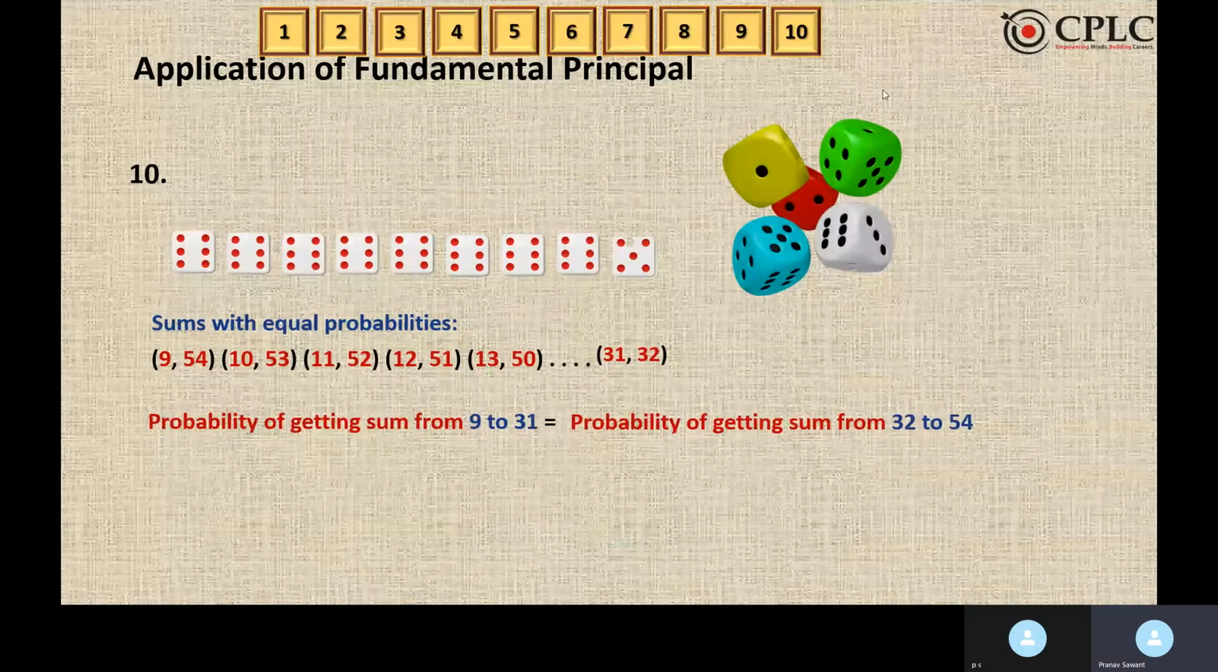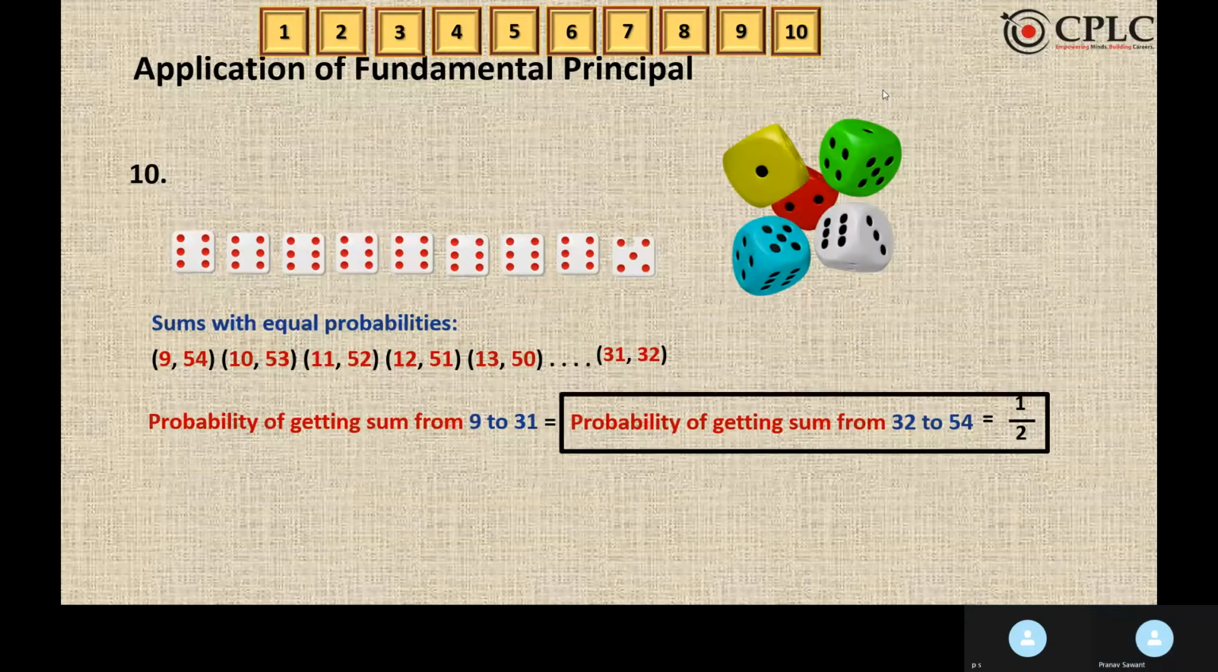So probability of getting sum from 9 to 31 is equal to probability of getting sum from 32 to 54, and that is going to be 1 by 2 because it's a break even point. 9 to 31 and 32 to 54 is the middle point, it's a break even point. So obviously the probability is going to be 1 by 2 only.